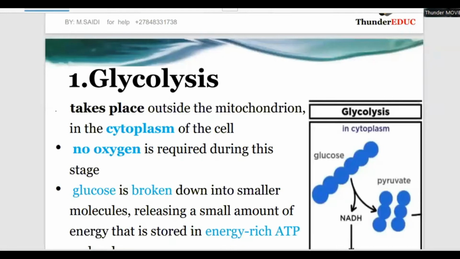Welcome back to our class. Today we are going to be looking at glycolysis, or the 3 stages which are found in cellular respiration.